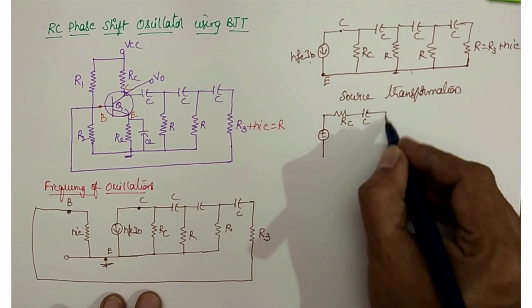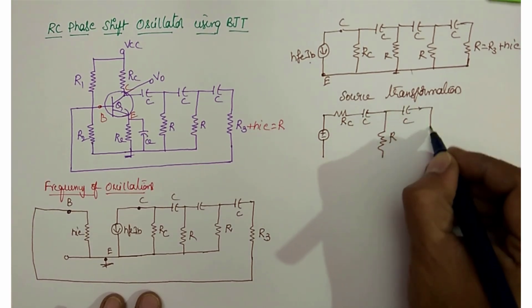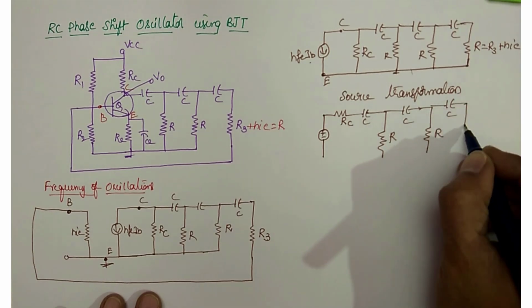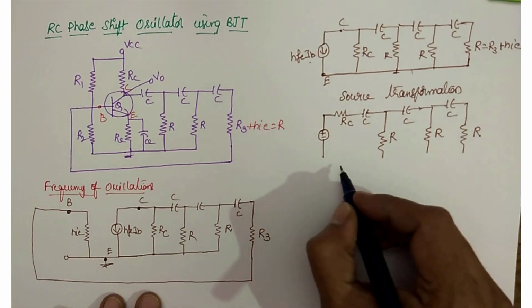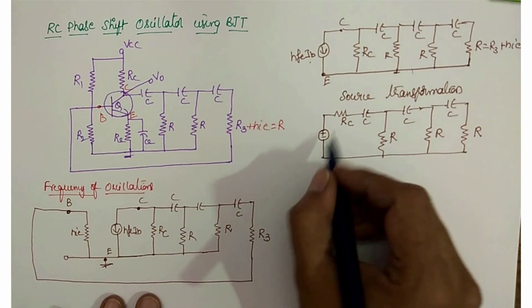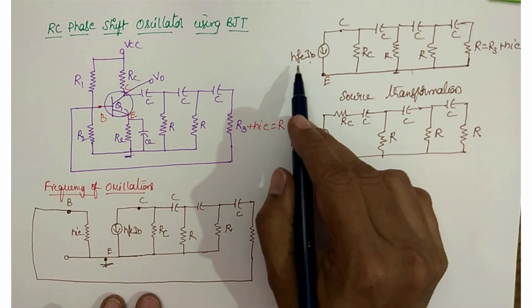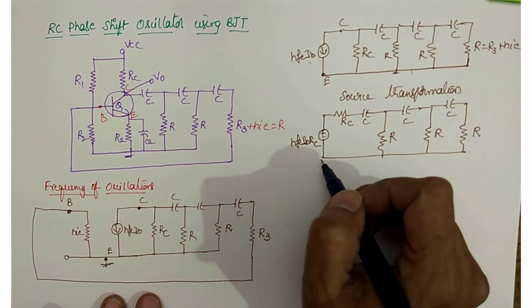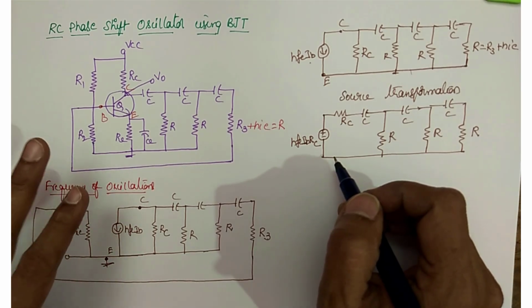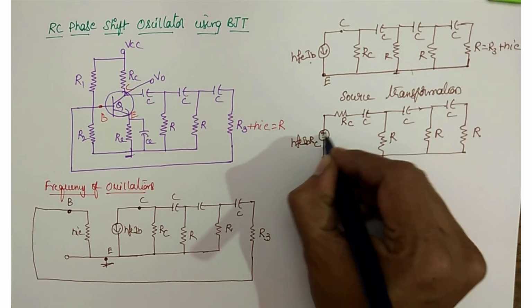Now after source transformation, the circuit becomes: next is C, then the resistor R, again C, R, C, R. Actually it is plus minus HFE-IB RC. Just multiply this current with the resistance, HFE-IB RC. But remember this CE amplifier is a 180 degrees phase shift provider. That is the reason you have to take these terminals as minus and plus.